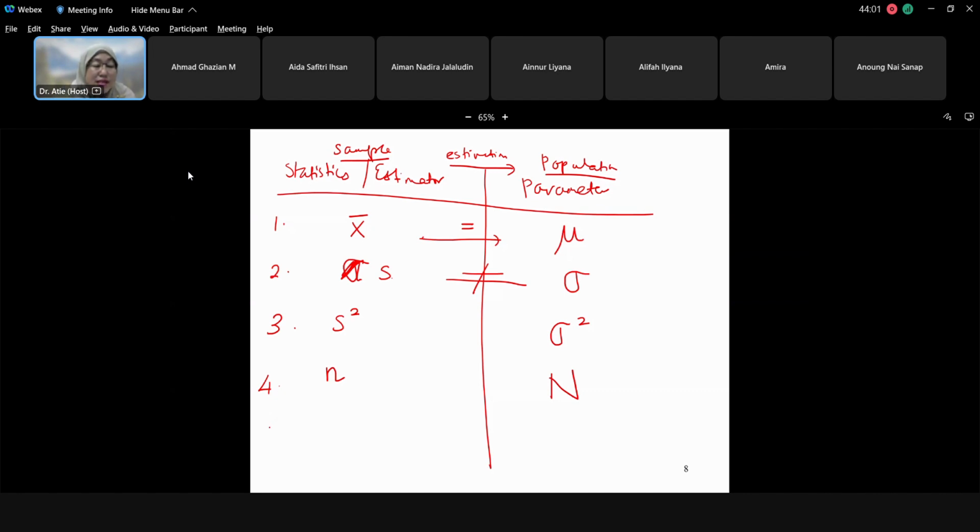There are some more actually, but not in our syllabus. For example, P, this one is pi. This one is actually for proportion, so it's not in your syllabus. So what I would like to say is, we use small letters to represent the sample, and capital letters for population.